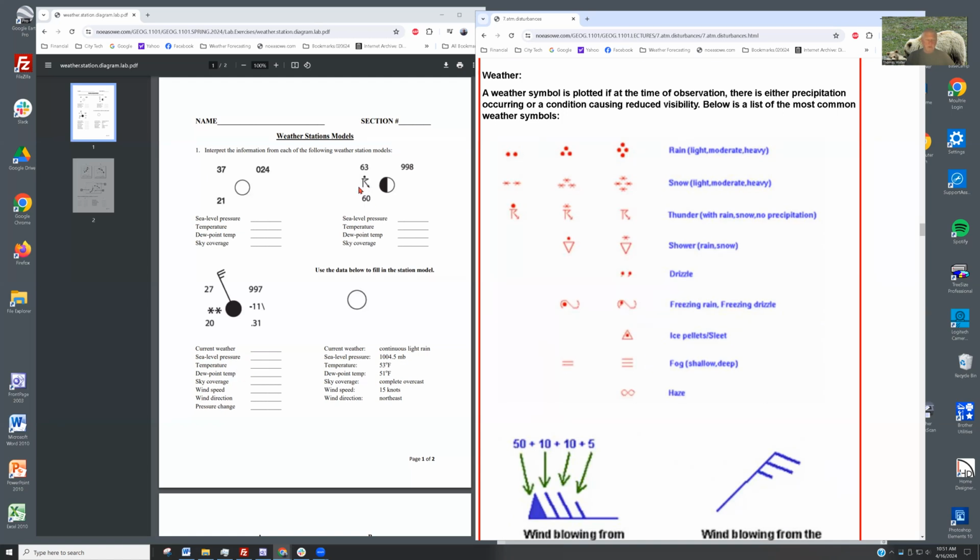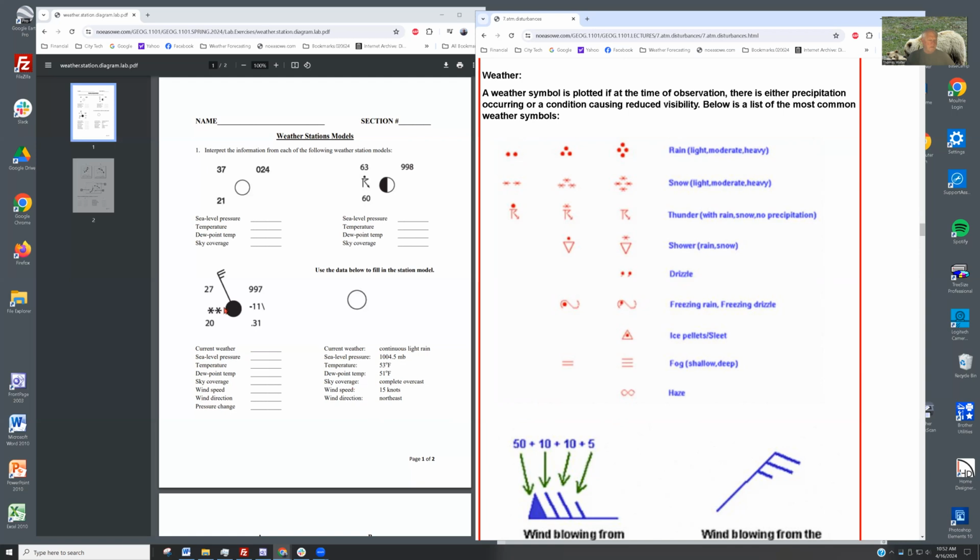So in this example, this funny shaped R with the dot on the top of it would be thunder with rain. It could also be with snow, or no thunder with no precipitation. So that's what these symbols are interpreted for.